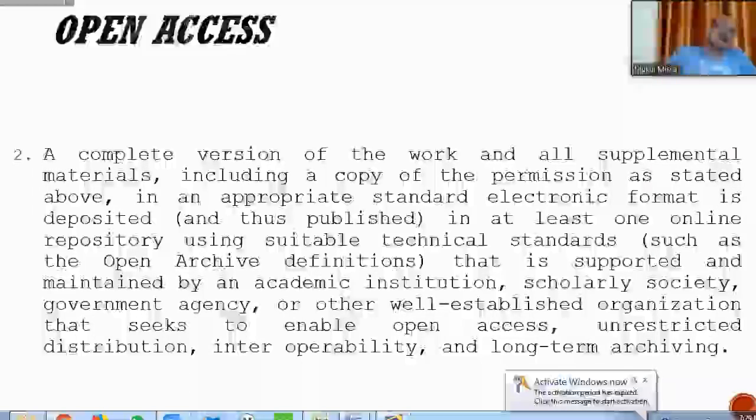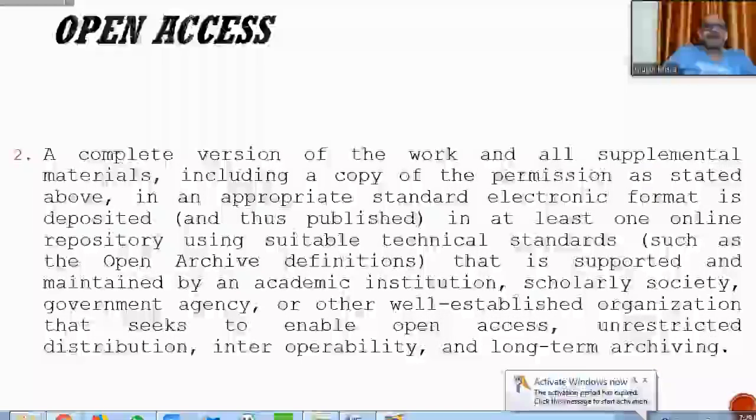So in simple words, what one should do, if you become part of the open access movement, whatever research paper is published, whatever new findings are published, they should be shared with the world in a digital form. Open access means digital, the e-version. It is not hard copy. That e-version must be shared worldwide freely. They can make a copy, they can further distribute it.